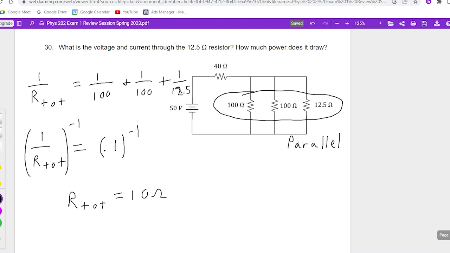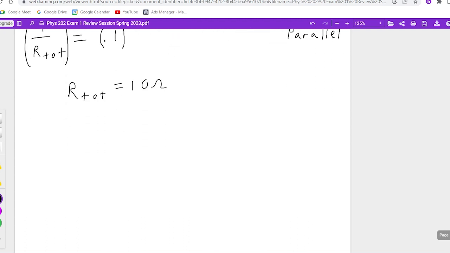Isn't that cool? When you add resistors in parallel, the total is smaller than even the smallest one before, which was the 12.5. And that will happen every time with parallel, which is neat. So now I'm going to redraw the circuit.